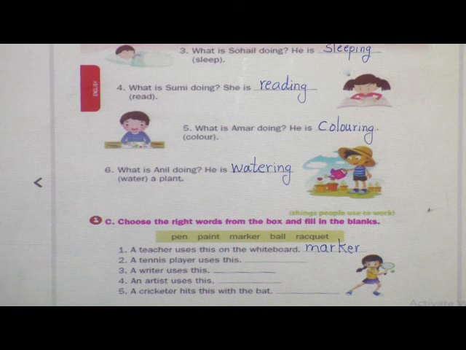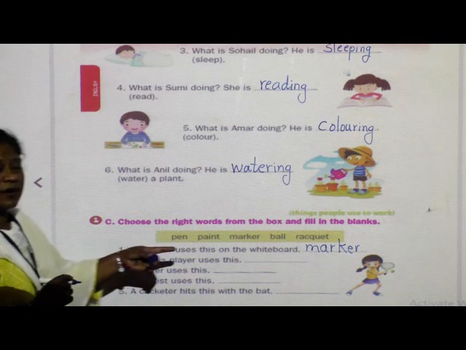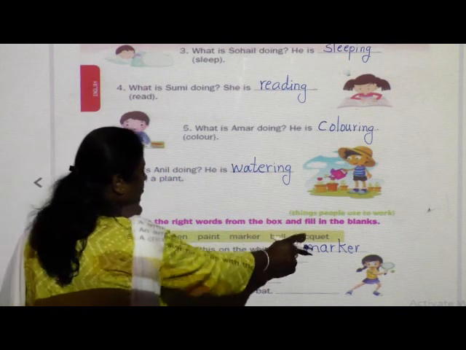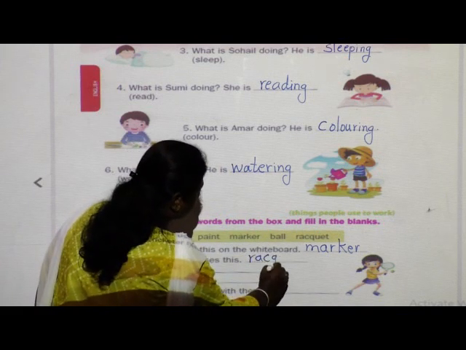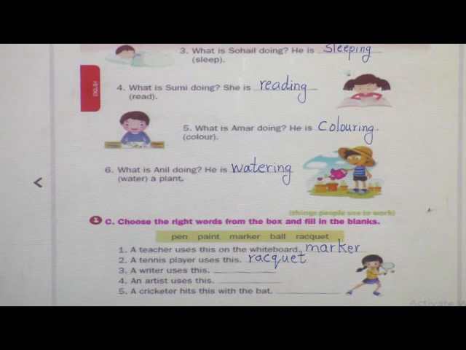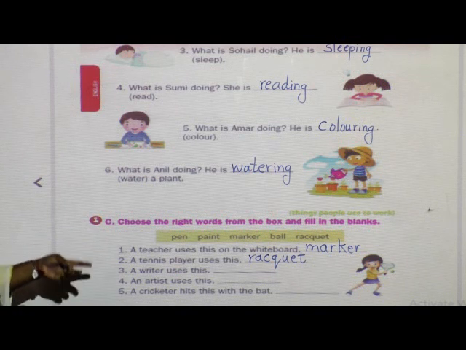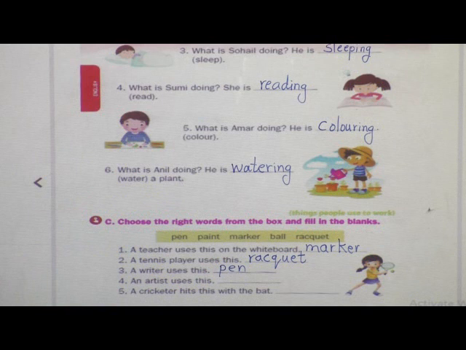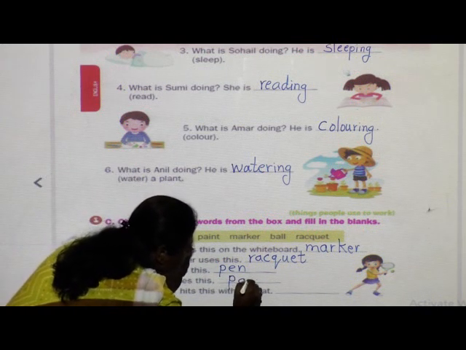Second one, a tennis player uses this. What does a tennis player use? Does he use bat or a racket? Racket. Okay, the third one, a writer uses this. What does a writer use, children? Pen or a paint? Pen. He uses pen. Fourth one, an artist uses this. What does an artist use, children? Paint. He uses paint.